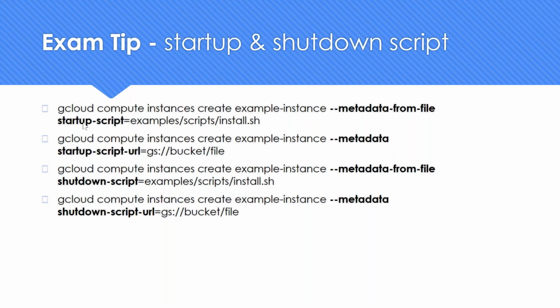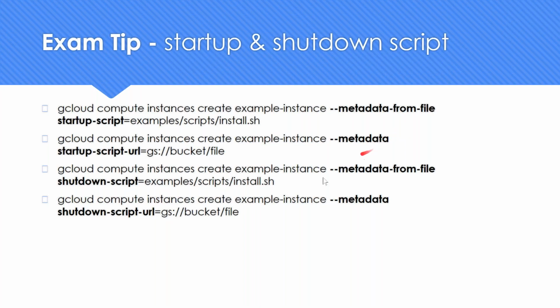So the exam tip here is this one highlighted in bold: metadata shutdown script URL. If you want a standard shutdown script, you may have lots of preemptible virtual machines in your project. Instead of keeping it locally in every virtual machine, keep it in a Google Cloud storage bucket and access it. Now, if you want to update it, you can update it very easily, right? So possible questions can come from this.